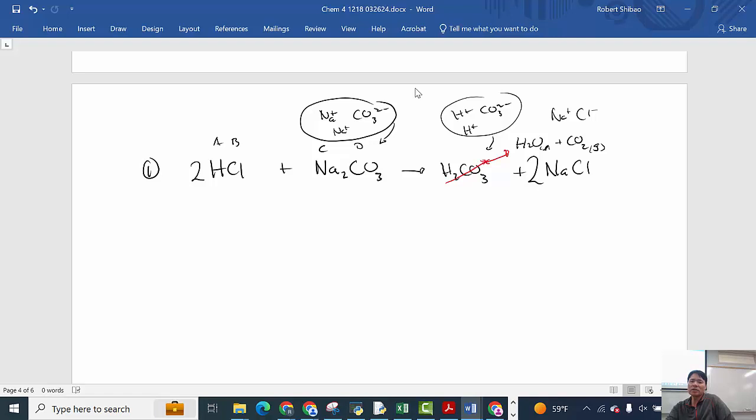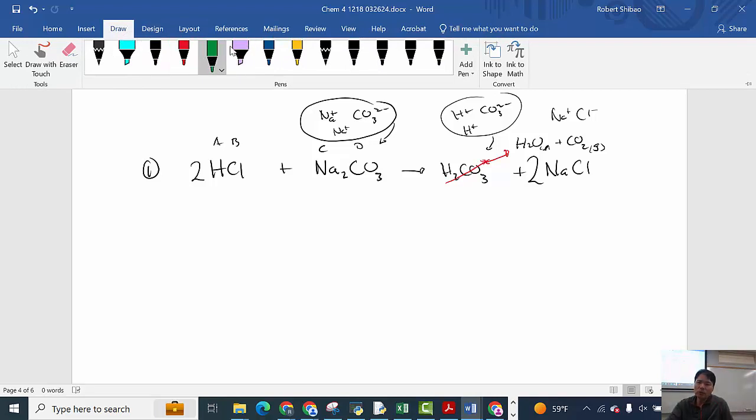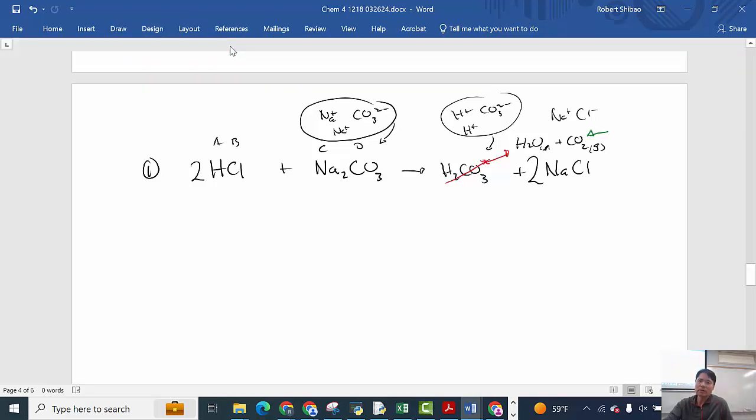So for every carbonic acid, we form one H2O and one CO2. What is the driving force for this reaction? There are two driving forces. Can you tell me the two driving forces for this reaction? Gas formation. We point to CO2. CO2 is a gas, and so we say gas formation. This is our driving force, and it's also called effervescence. We can just abbreviate EFF for effervescence.